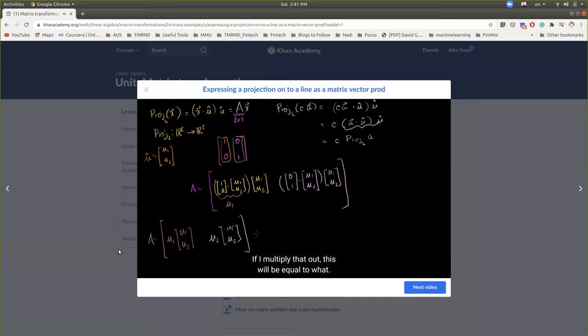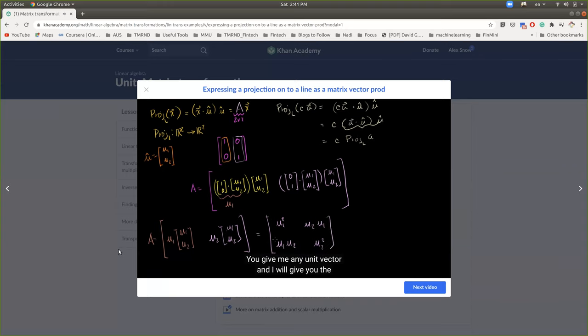And then if I multiply that out, this will be equal to what? I can just write them as columns. u1 times u1 is u1 squared. u1 times u2 is u1 u2. u2 times u1 is just u2 times u1. And then u2 times u2 is u2 squared.